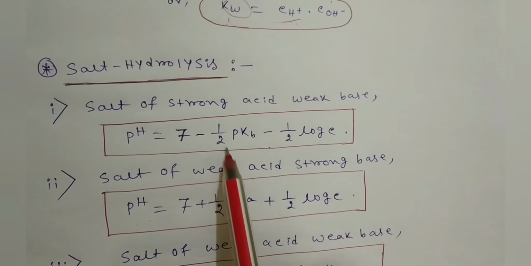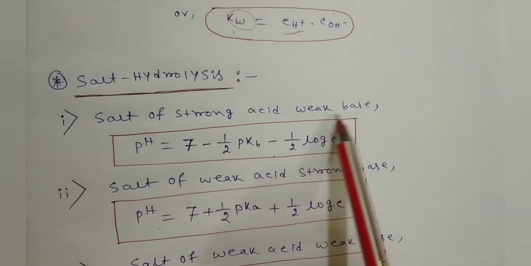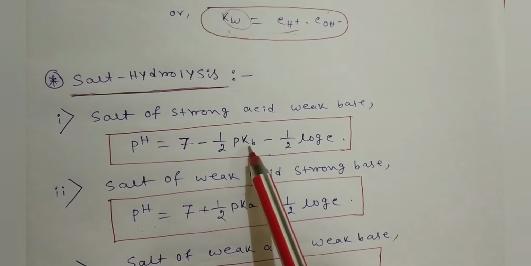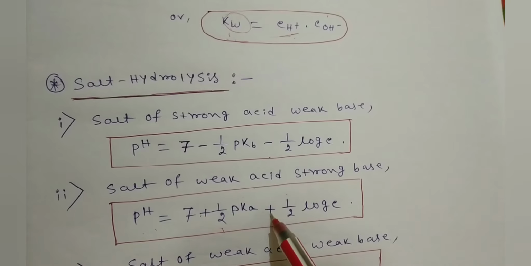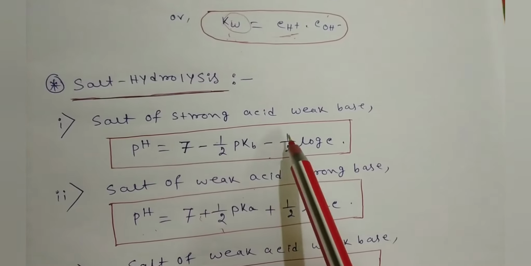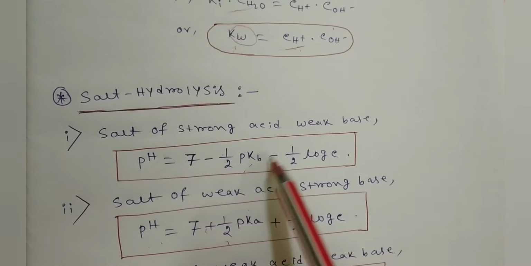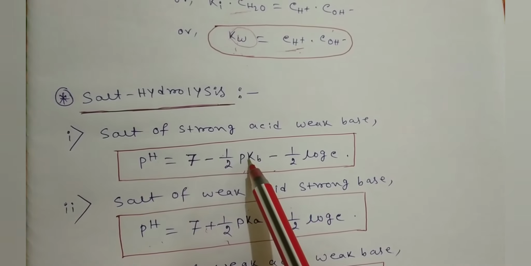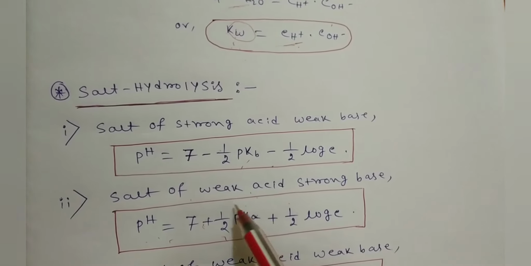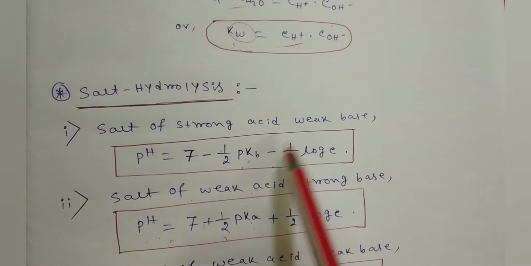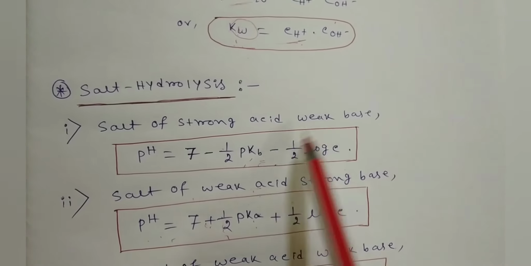So for remembering, the trick is the weak thing we have to remember. Weak base means pKb, 7 minus half pKb; for bases this will be minus, and for acids this will be plus. Okay, and for weak cases we will use the equation. Here weak base, then pH uses the pKb term, and here weak acid, then pH uses the pKa term. So weak acid means pKa, weak base means pKb, and for acid it will be plus, for weak base it will be minus.